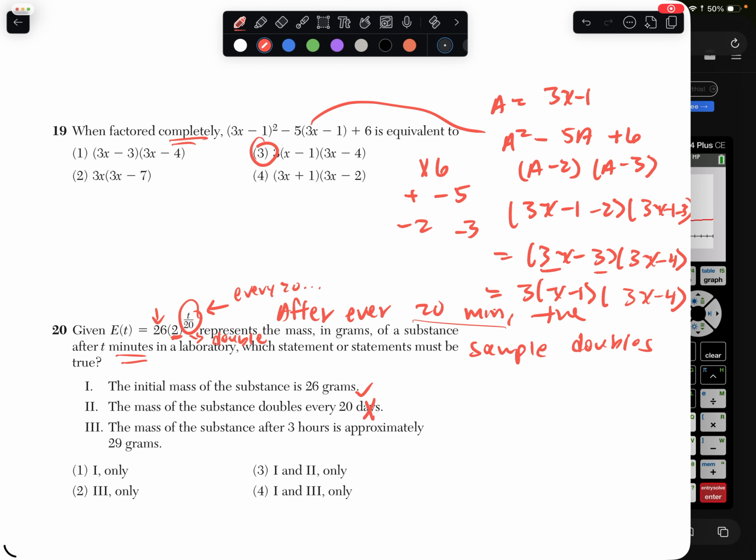Well, we can kind of assume that's false because 3 hours is more than 20 minutes, and after 20 minutes it's expected to double. What you can do is just plug it in. All right, so 3 hours is 180 minutes, so 180 over 20. This is equal to 26 times 2 to the power of 180 divided by 20, and it is a fairly large number, and that's not equal to 29. So the answer is choice 1 only.